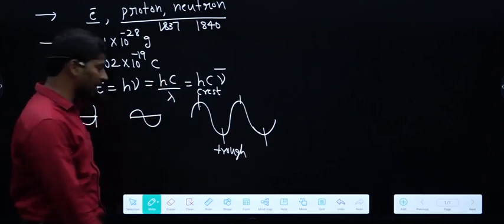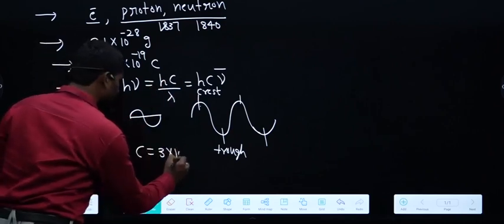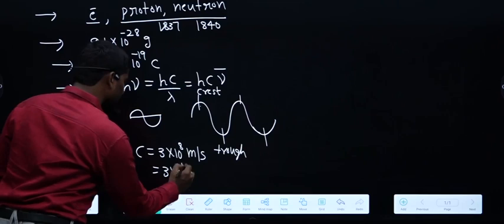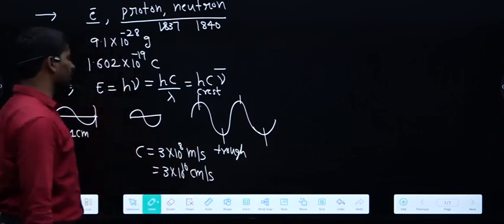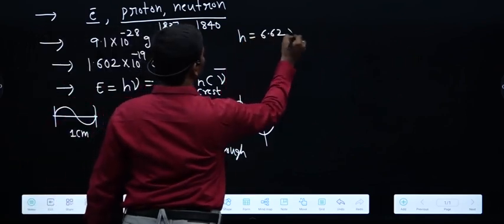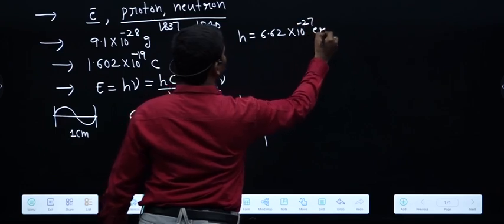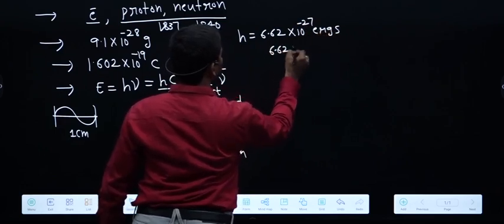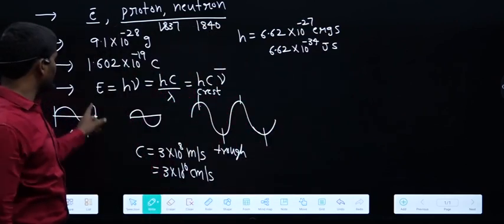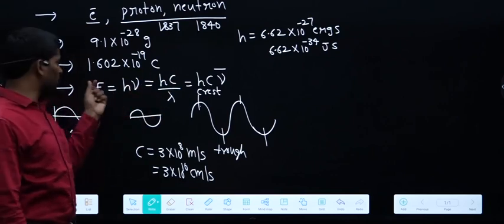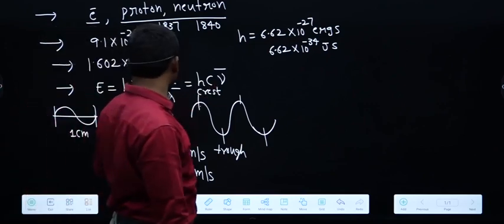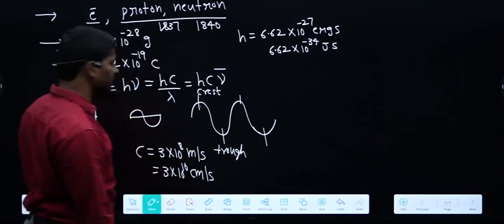c is called the velocity of light, that is 3 into 10 power 8 meter per second or 3 into 10 power 10 centimeter per second. And h is called Planck's constant, whose value is 6.62 into 10 power minus 27 erg second or 6.62 into 10 power minus 34 joule second. So this is the expression for the energy of one photon: E is equal to h nu or hc by lambda or hc nu bar. Nu bar is wave number, lambda is wavelength, and nu is the frequency.